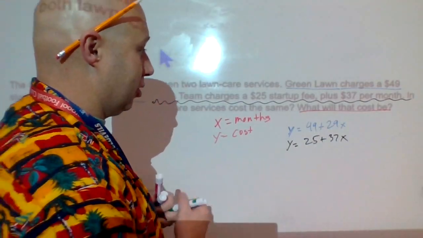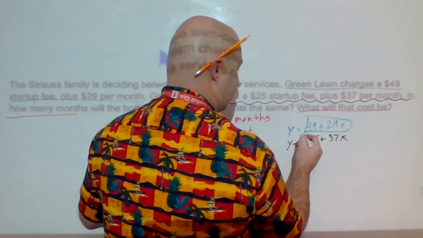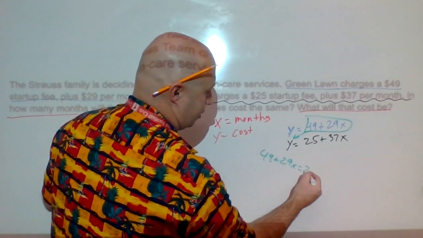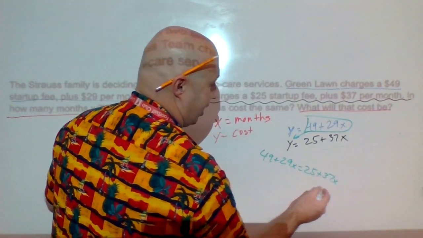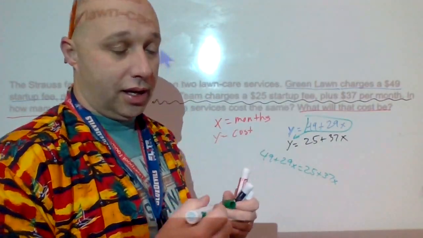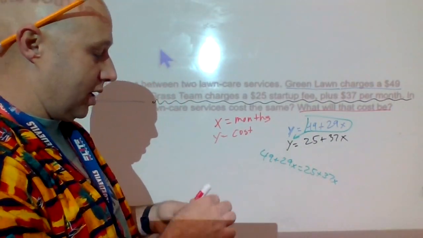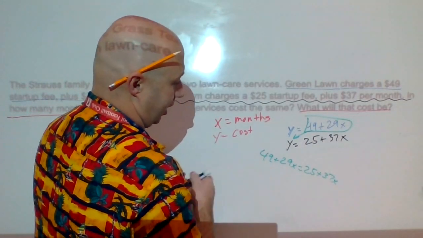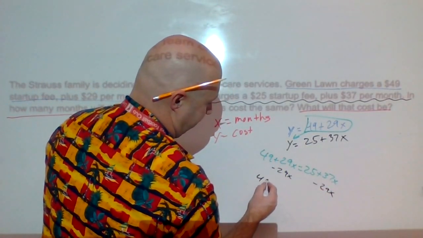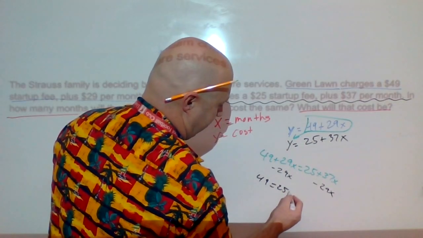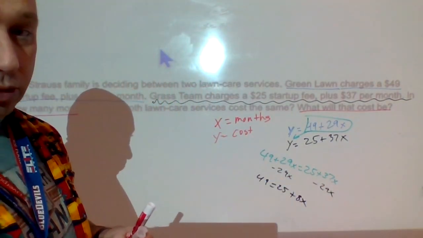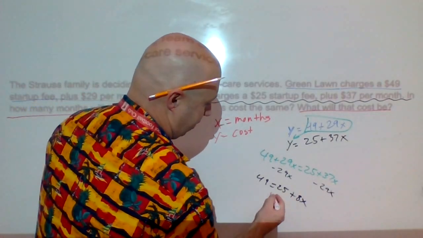Now to solve, we're just plugging it in. We know this is y, so we're going to plug it in for y. We get 49 plus 29x equals 25 plus 37x. This is a lot like level 2, the one that we did on the right side a second ago. We have letters on both sides. It looks like 29 is the smaller, so let's subtract 29x from both sides. When we do that, we get 49 equals 25 plus 8x, since 37 minus 29 is 8x. The 25 is in the way, so let's get rid of the 25.